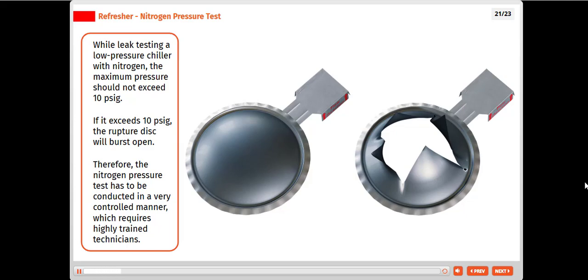While leak testing a low-pressure chiller with nitrogen, the maximum pressure should not exceed 10 psig. If it exceeds 10 psig, the rupture disc will burst open. Therefore, the nitrogen pressure test has to be conducted in a very controlled manner, which requires highly trained technicians.